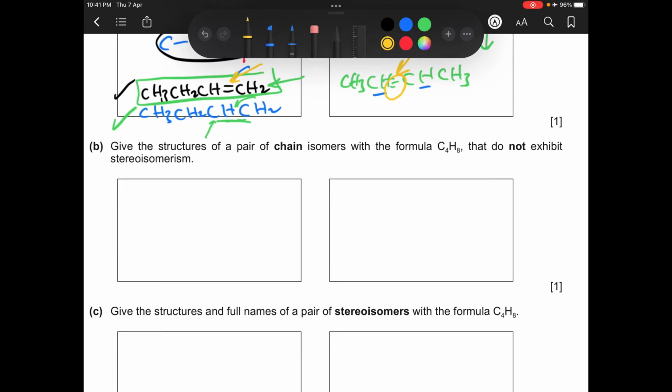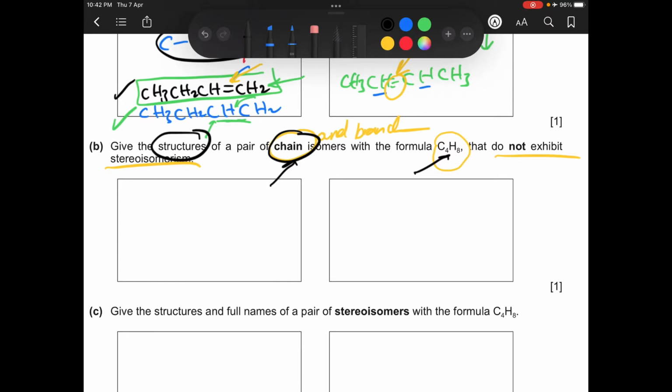B says, give the structures of a pair of chain isomers with formula C4H8, and don't accept the stereoisomers. When we say chain, it means that you're going to draw it in chain and branch formation. We don't care about the geometrical isomers like cis and trans in this case, or the chiral centers and optical isomers. So let's have a look. When we say chain, you are still dealing with an alkene, but we have to make one of these in a straight chain and one in a branch form.